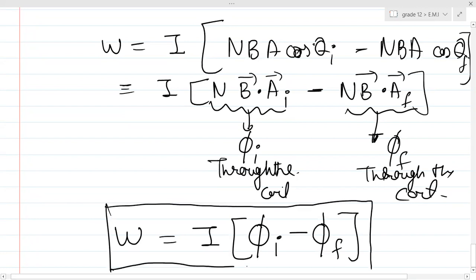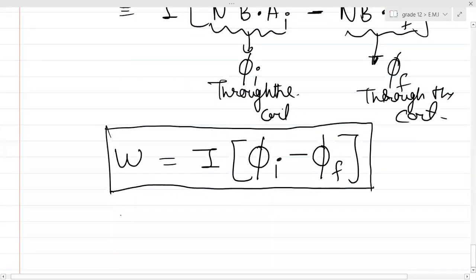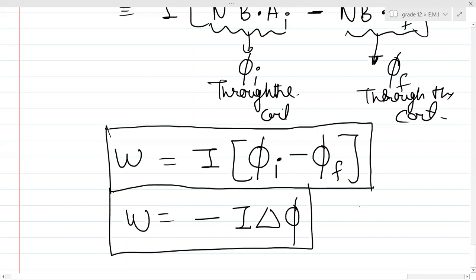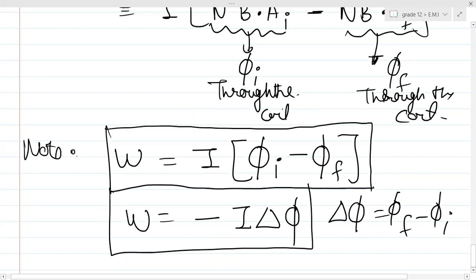Okay. So now you understood one more formula of the work done. Sometimes people write this as work done is equal to minus of I into delta phi as well. Why do they write it as minus of delta phi? Because people know delta means what? Final minus initial. So minus of delta phi is basically initial minus final. So that's why people write it sometimes like this. Okay. Is this clear?